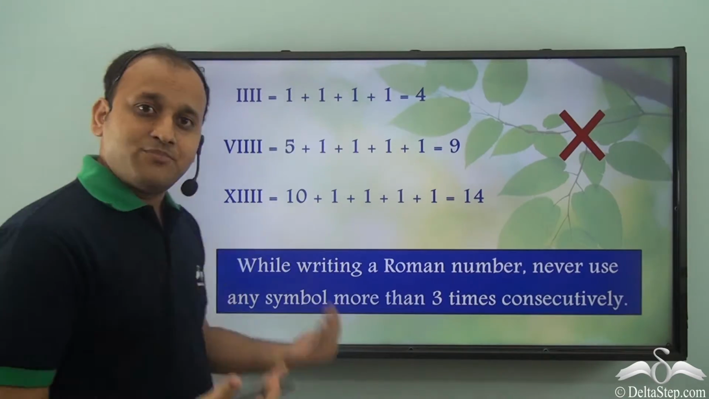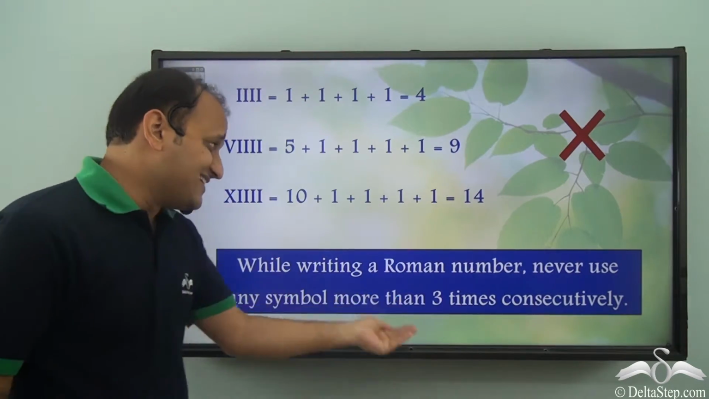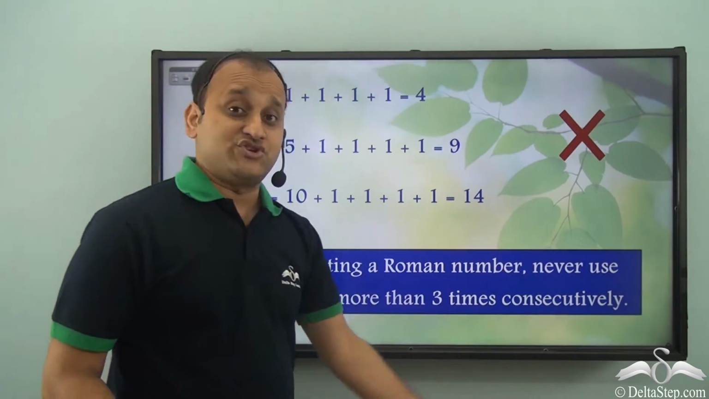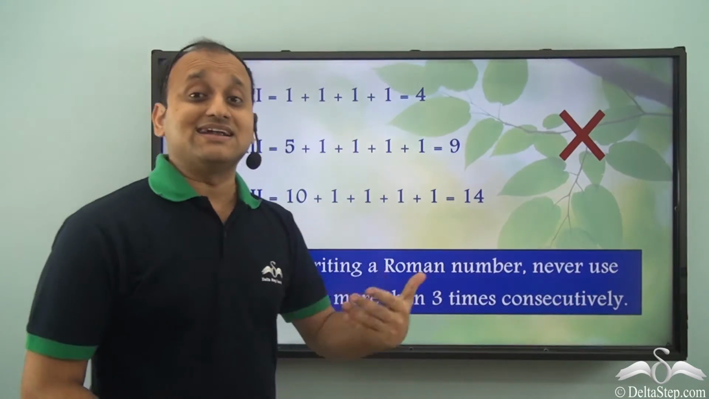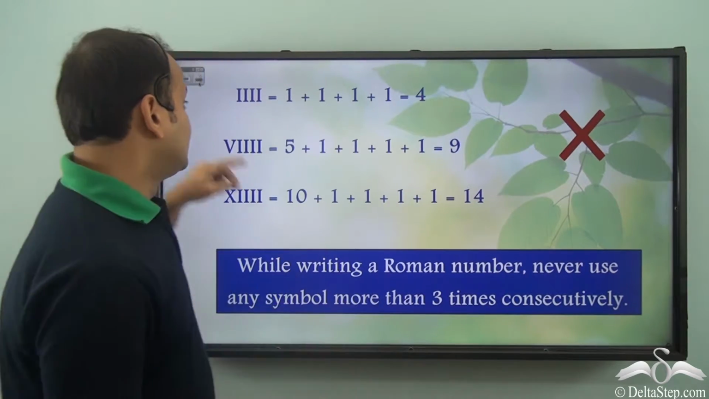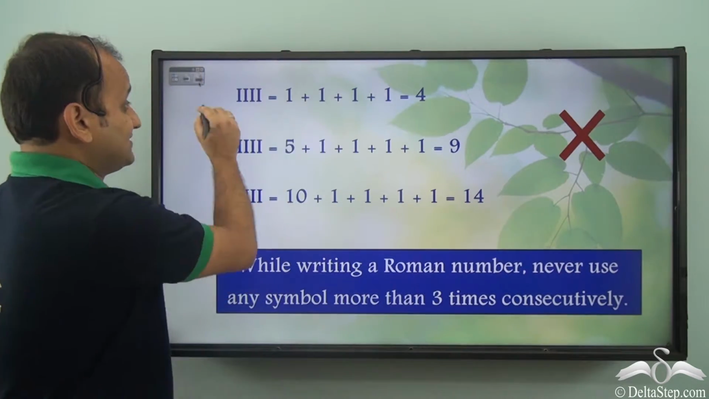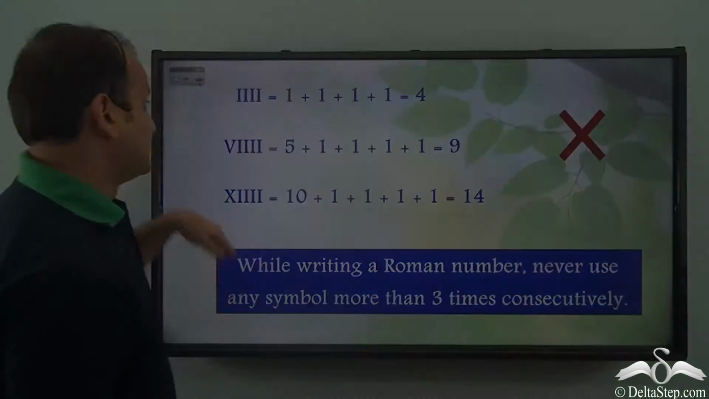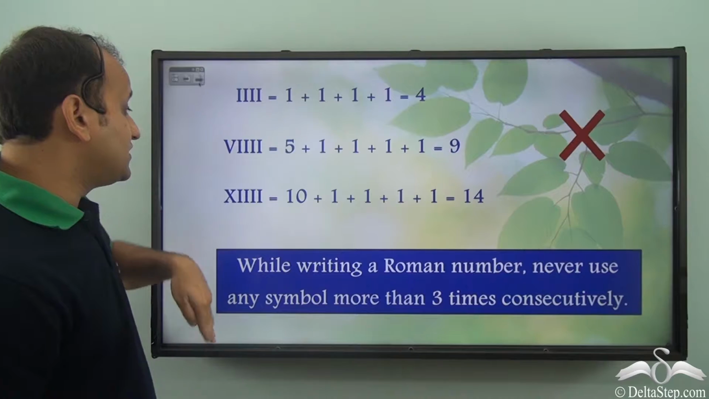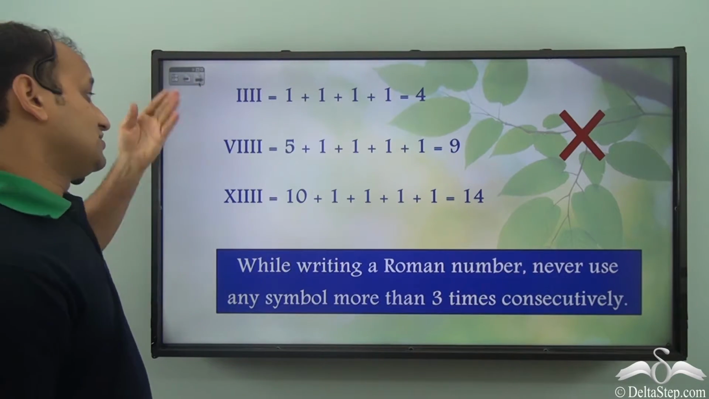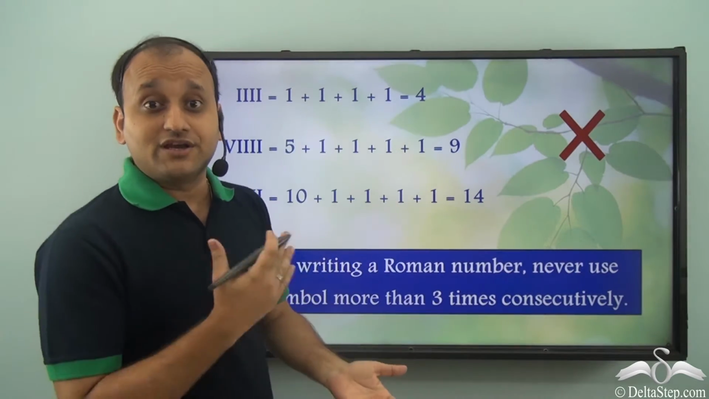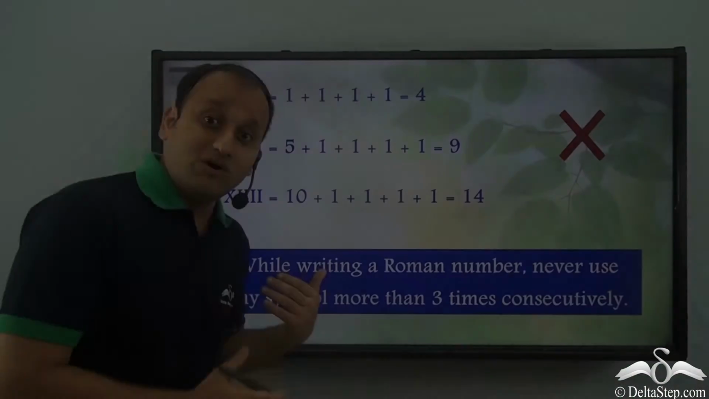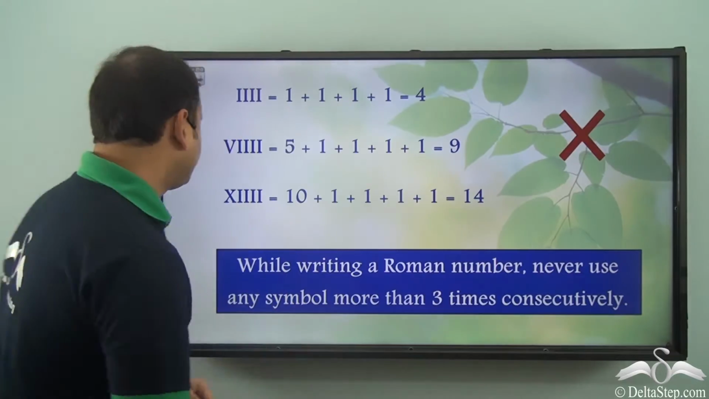Also, it's very important that while writing a Roman number, never use any symbol more than 3 times consecutively, that is one after another. So you see, all these styles of writing are not allowed in Roman numbers. So you cannot have 4 I's together in any of these cases, or even 4 V's together or 4 X's together. None of these symbols can be represented more than 3 times consecutively.